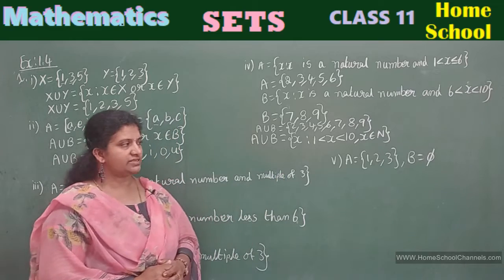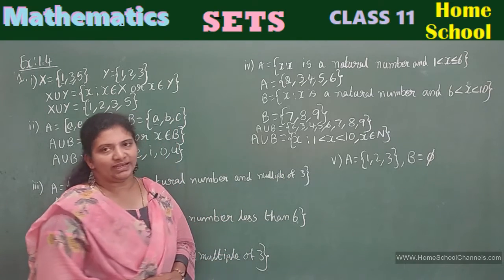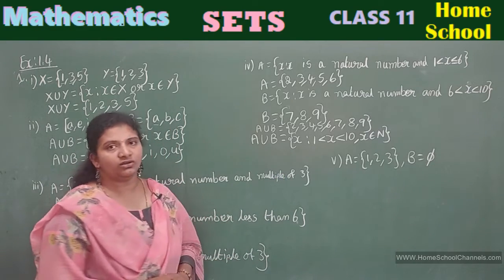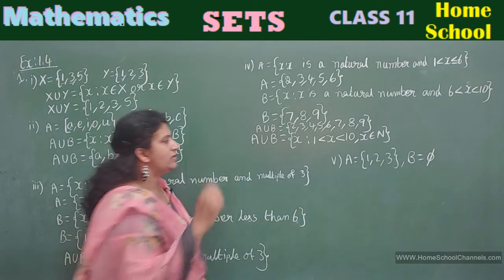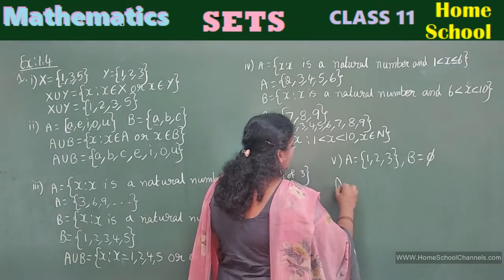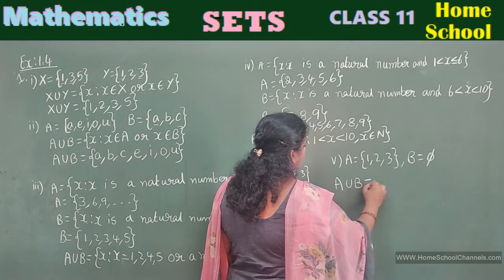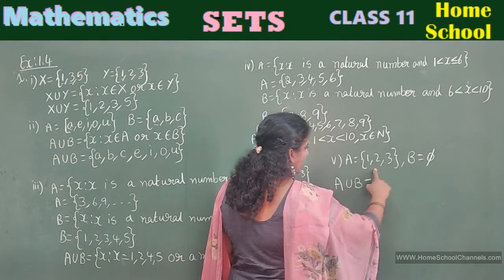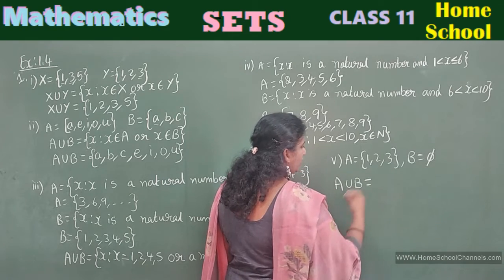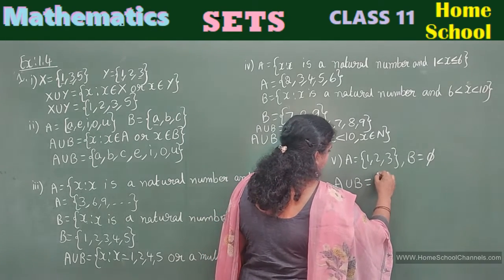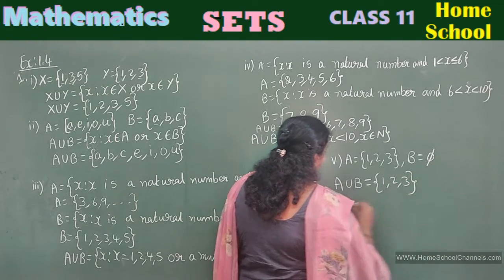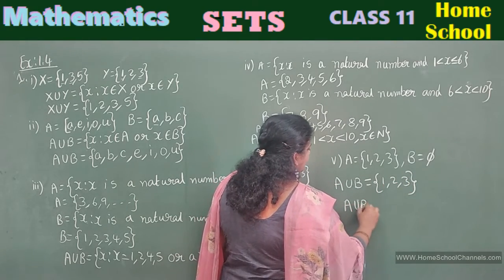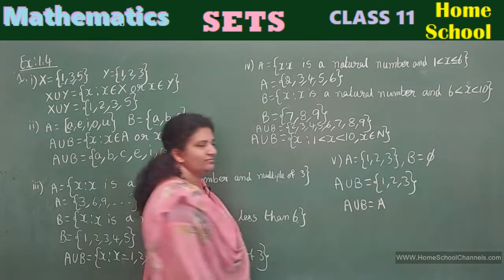See the last one in this main. A is equal to 1, 2, 3. B is equal to null set. Null set, empty set or phi you can say. So what is A union B? A union B, empty set and A set union, what are you going to get? You are going to get just 1, 2, 3. That is nothing but A union B is equal to A set.